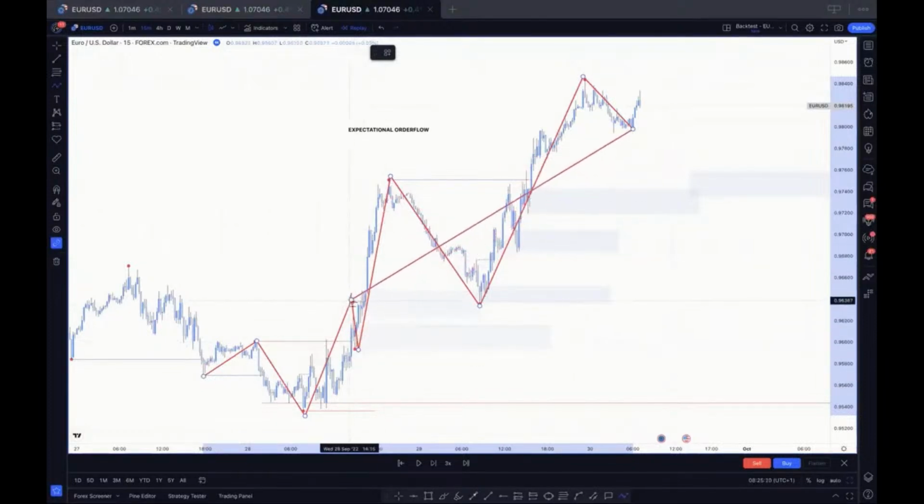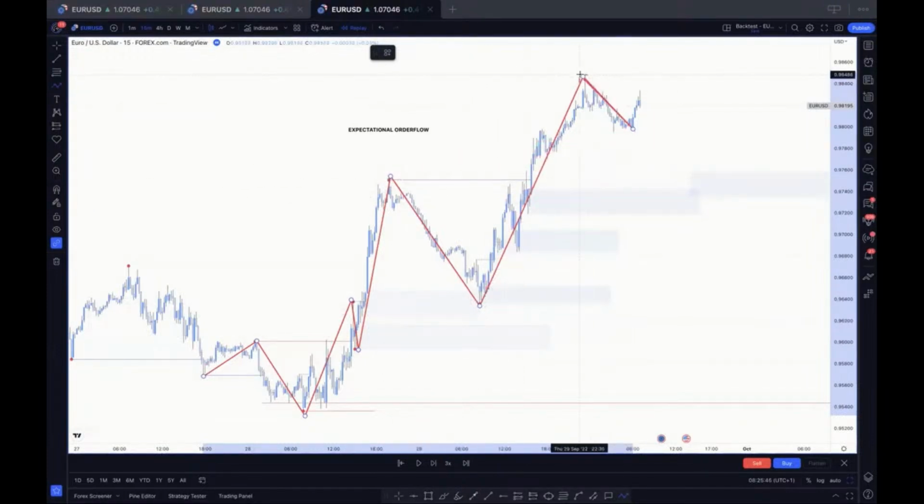So basically, you have this brick of structure here. Your goal will be to see how you can catch this low here. And because you know that there's an expectational order flow, that after a pullback, the market will reverse to take out the previous high. So your goal is to catch this low and trade it, and make a profit as the market reverses to take out the previous high.